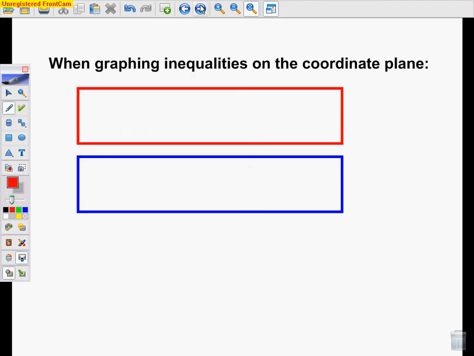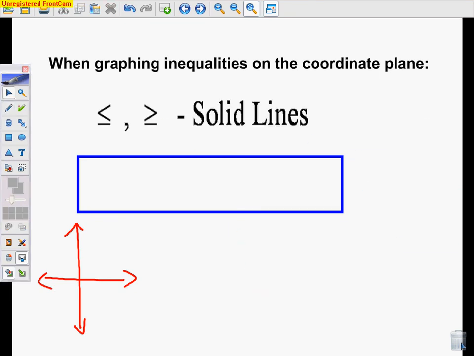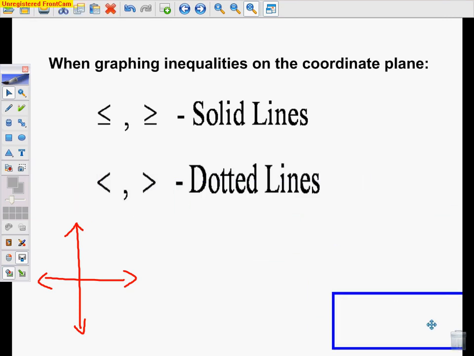Okay? Great. When graphing inequalities on the coordinate plane, remember that the coordinate plane is an x-axis and a y-axis. So when graphing inequalities on the coordinate plane, less than or equal to and greater than or equal to signs are going to be graphed with solid lines, while the less than symbol and the greater than symbol are going to be graphed with dotted lines.